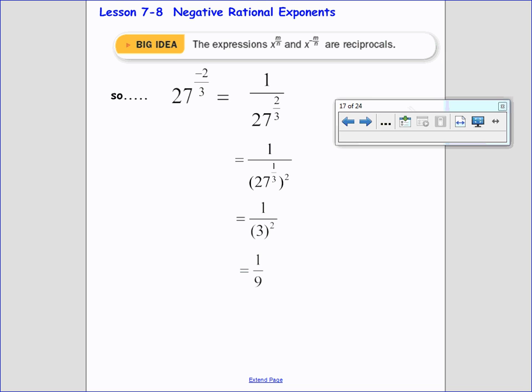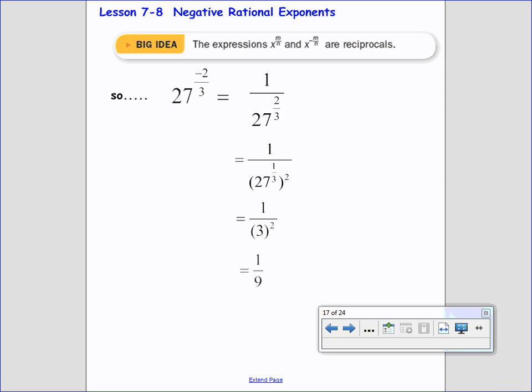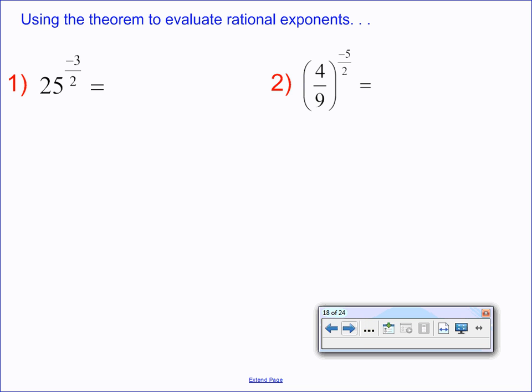I'll go ahead and go under the document camera on that so that you can see it in the back. Once again, 27 to the negative 2/3 is 1 over 27 to the positive 2/3. Then we apply my denominator as an nth root first. Raise to my numerator exponent second. Work from the inside out, and I get 1/9. And we're going to do several of these together. Let's go ahead and try some together.